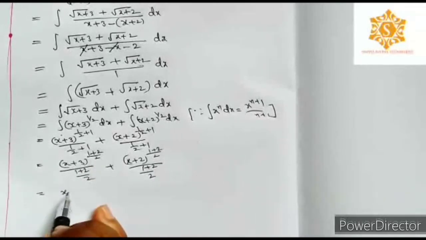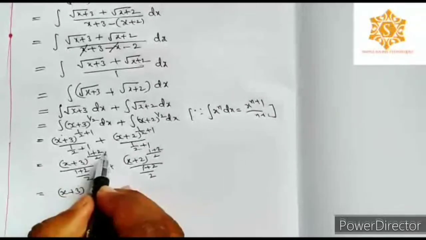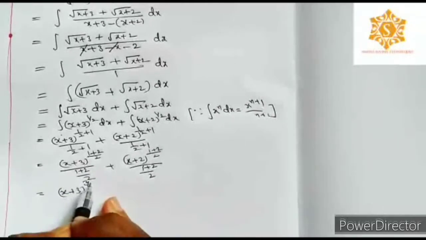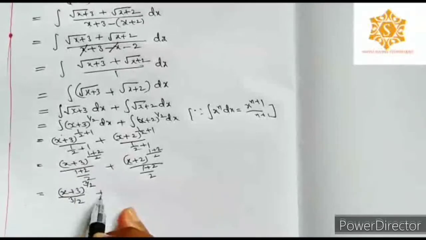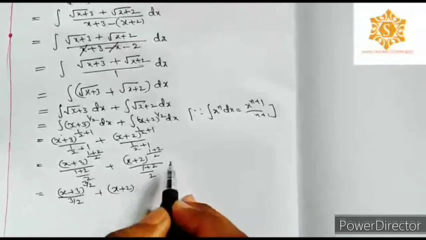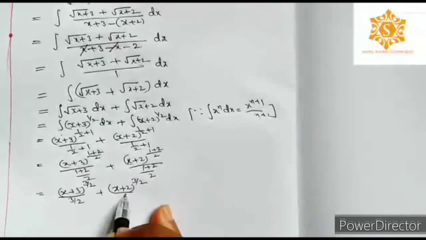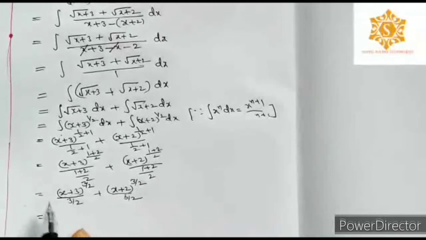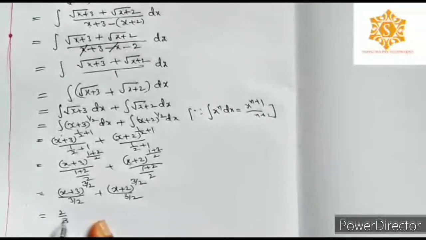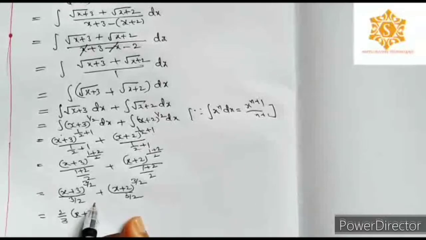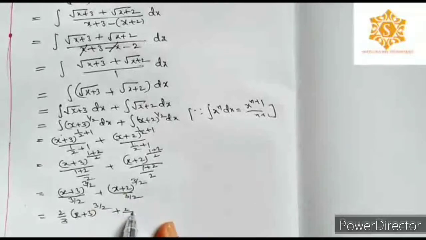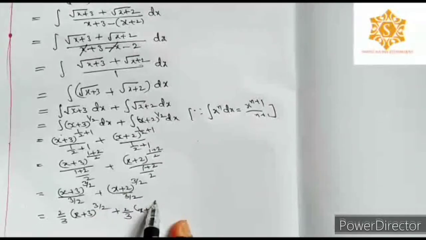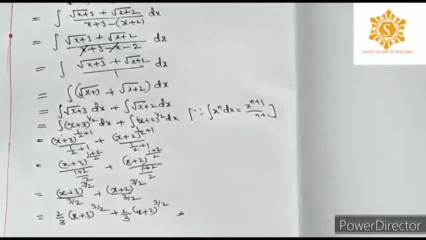So here (x+3) whole power 1 plus 2 by 2, that is 3 by 2. 1 by 3 by 2 value is 2 by 3 into (x+3) whole power 3 by 2, plus 1 by 3 by 2 value is 2 by 3 into (x+2) whole power 3 by 2. So this is the solution of the given problem.